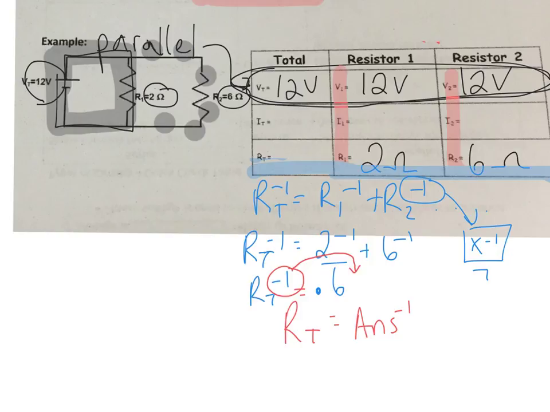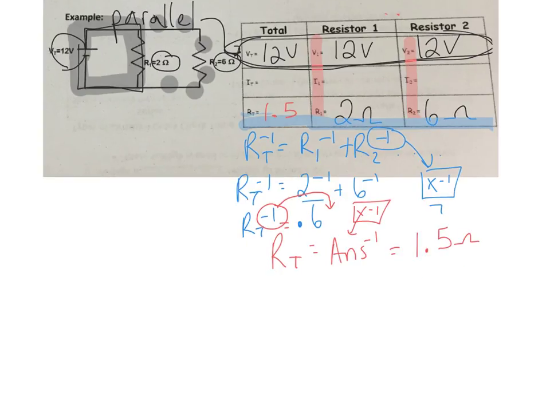So on my calculator, I want it to say the inverse of the answer. I can do that by simply pushing that x to the minus 1 button again, and it should show on the top of the screen answer to the minus 1. When I hit equals, that tells me that I actually get 1.5 ohms as my resistor.